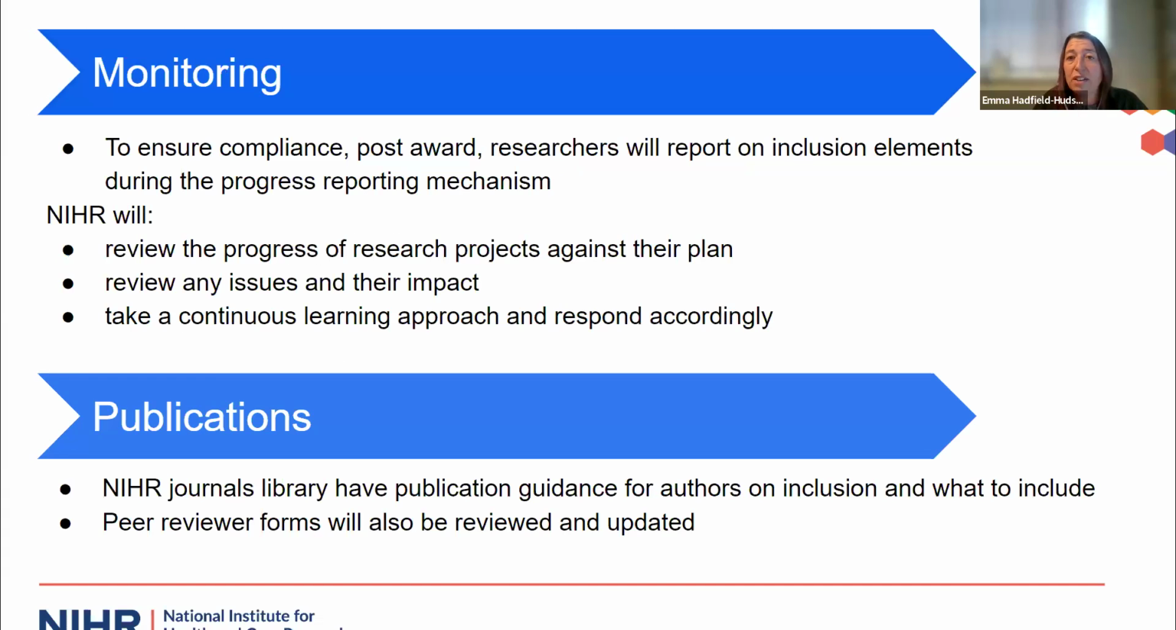And finally, just moving on to the very last two stages of the processes that we've changed, and that's monitoring and publications. So to ensure compliance, post-award researchers will be asked to report on inclusion elements during the progress reporting mechanism. So NIHR will be reviewing progress of research projects against their plan and reviewing any issues and their impact. It's important to note that throughout this process, we will take a continuous learning approach and will respond accordingly to ensure these changes can be applied effectively.